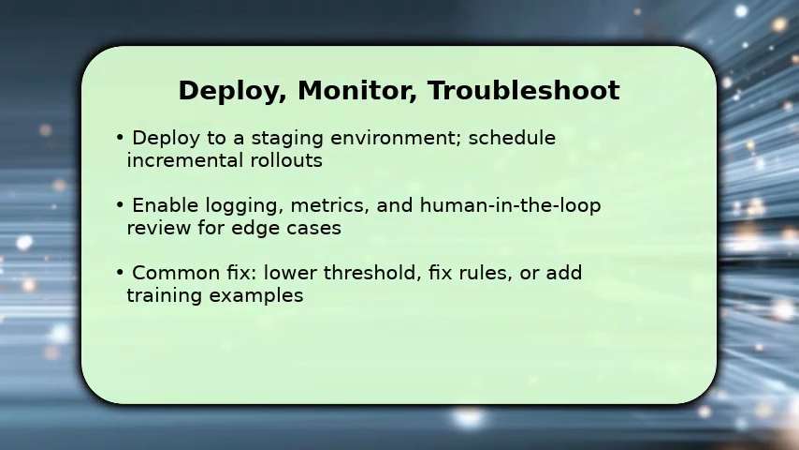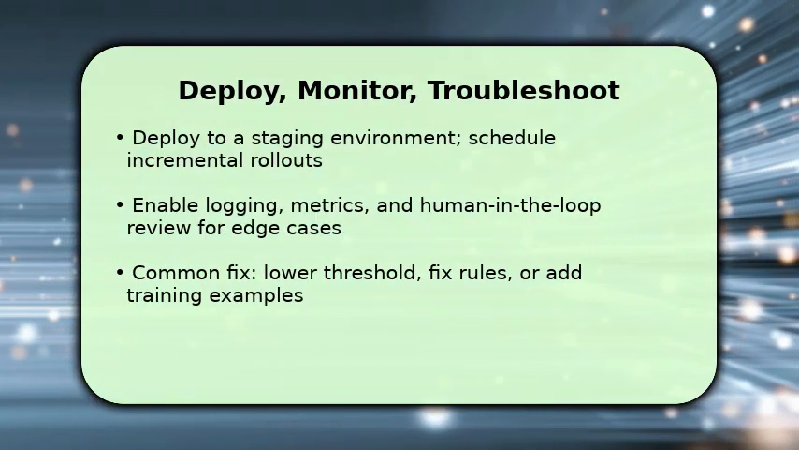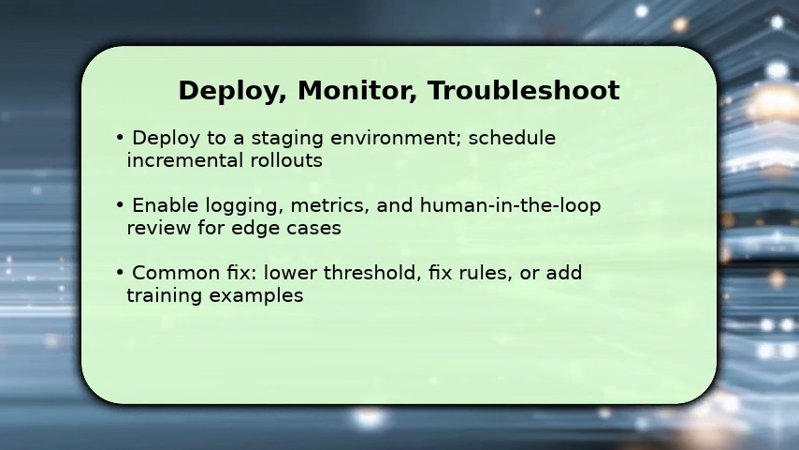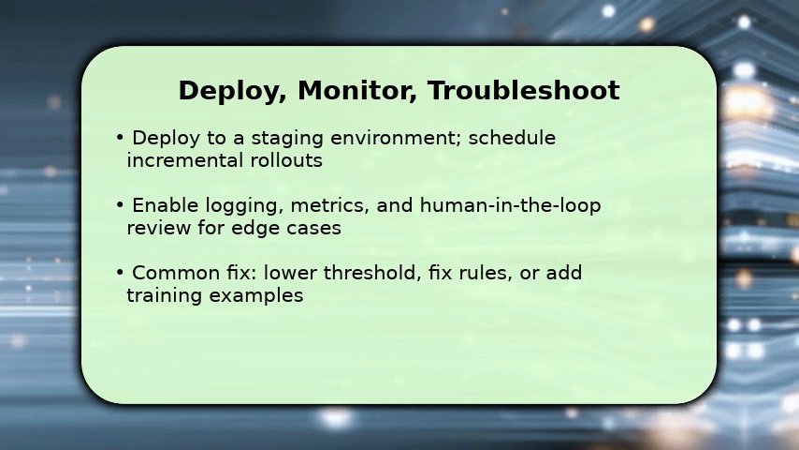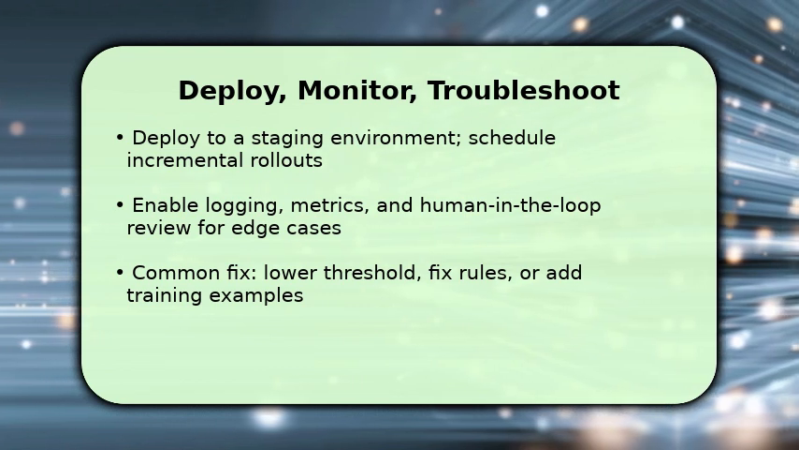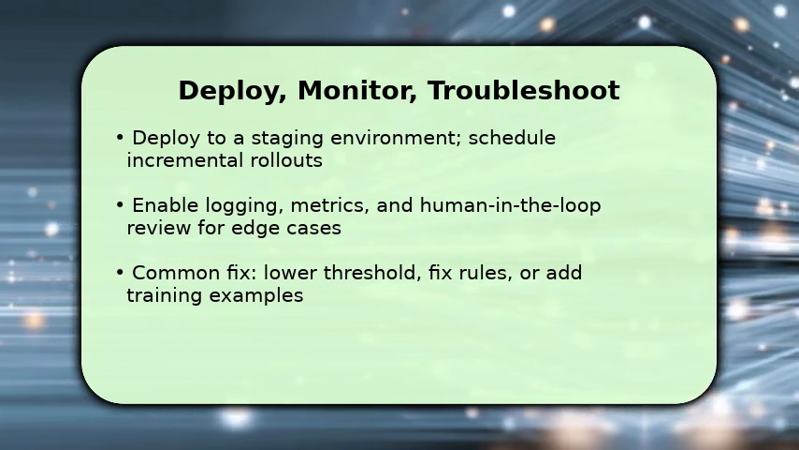Finish by deploying the tag editor and setting up monitoring and fallback processes. Push to staging first and then incrementally roll out to production while keeping a human in the loop for low-confidence tags. Make sure logging and metrics capture tag distributions and error rates so you can detect drift.